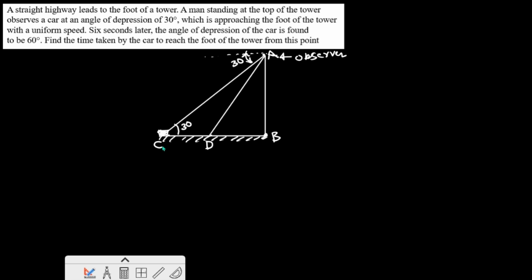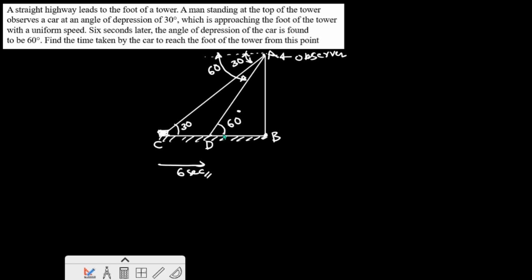After 6 seconds, the observer saw the car had moved to point D. So from C to D, the time taken is 6 seconds. Then the angle of depression is changed to 60 degrees. So this angle is changed to 60 degrees, which is also equal to this angle. So the time taken to travel from point C to point D is 6 seconds, and the angle of depression changed from 30 degrees to 60 degrees.